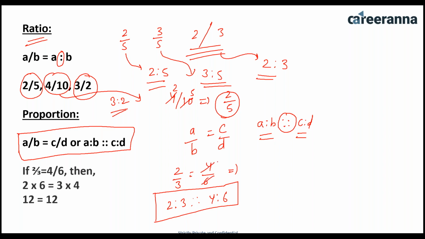Now it can be further done like this. Also, I can do one thing: 2 multiplied by 6 and 4 multiplied by 3. So it will be 12 equal to 12. This satisfies the condition. So this is a proportion. I think it is clear to all. Any doubt? Guys, please use the chat box. Say yes if you have any doubt.